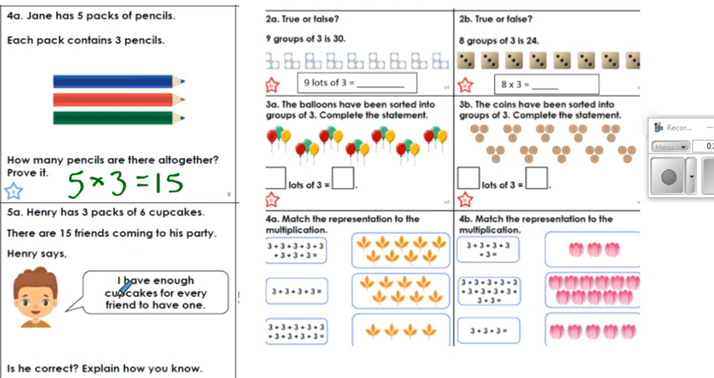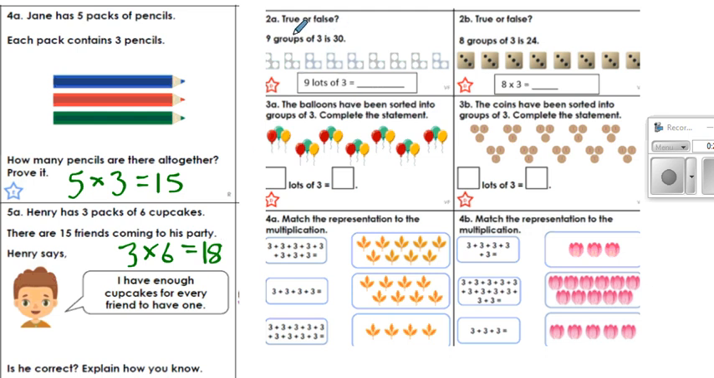Henry has 3 packs of 6 cupcakes. There are 15 friends coming to his party. Henry says, I have enough cupcakes for every friend to have one. Is he correct? And explain how you know. 3 packs of 6 cupcakes is 3 times 6 cupcakes. 3 times 6 is 18. He has 15 friends coming to his party. So 18 cupcakes is enough for everyone to have one and for Henry to have one as well.